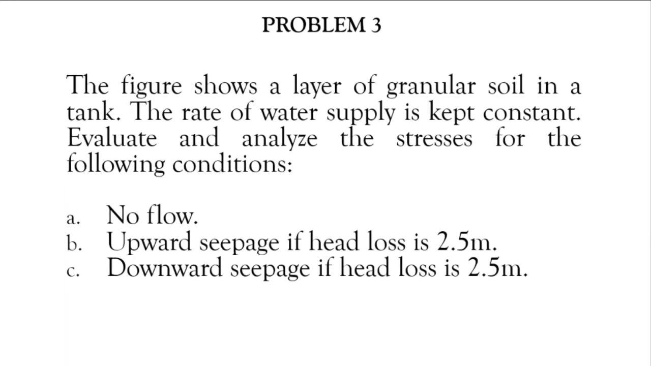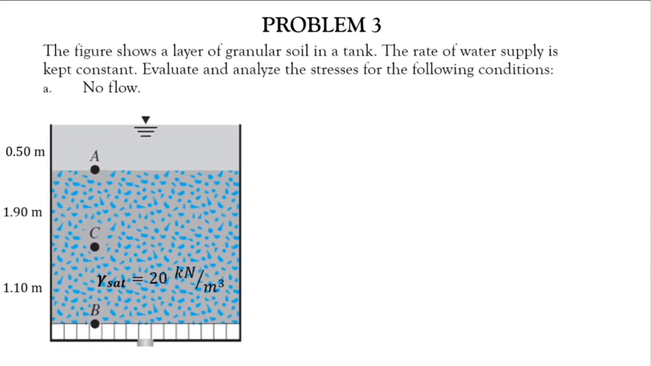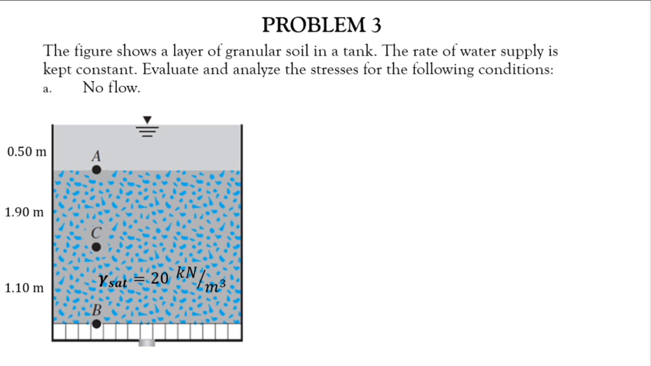Problem number 3. The figure shows a layer of granular soil in the tank and the rate of water supply is kept constant. Evaluate and analyze the stresses for the following conditions. So, yung tatlo, we have no flow, upward seepage if the head loss is 2.5 and downward seepage if the head loss is 2.5. So mamaya na muna yung upward and downward seepage. Focus muna tayo sa part A, which is no flow. Kasi doon natin i-compare yung value na makukuha natin sa upward and downward flow.